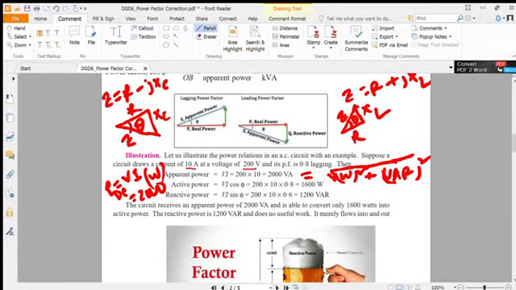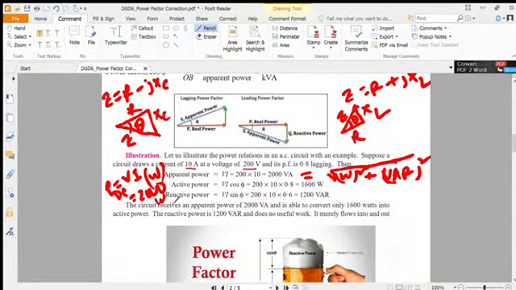So, but in AC, what we get, the active power is 1600 watt. So for the DC, there is 2000 watt. So what's the difference? This difference is the power factor, because not all the power is active, not the useful power. So there is some wasted power. So where does the wasted power go?